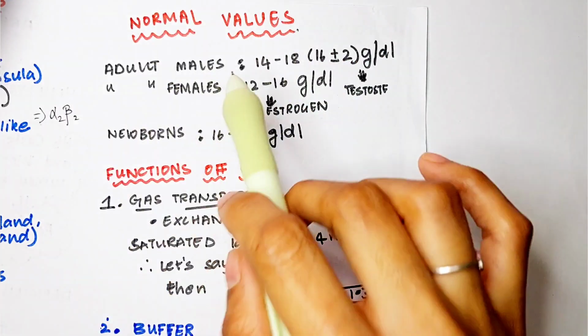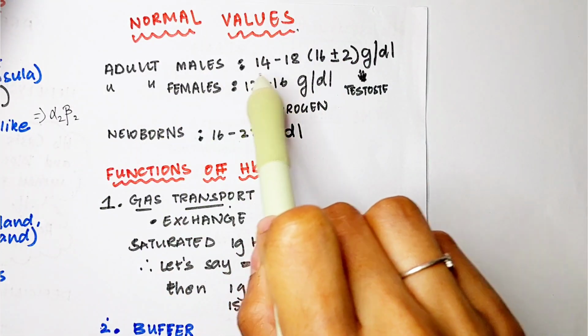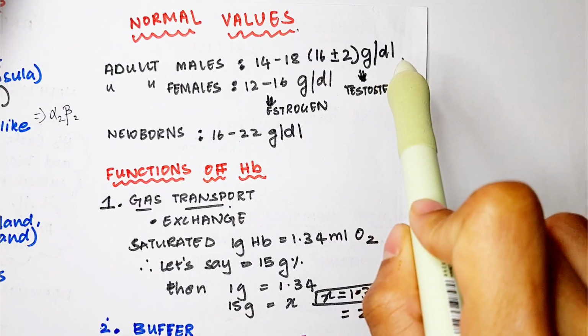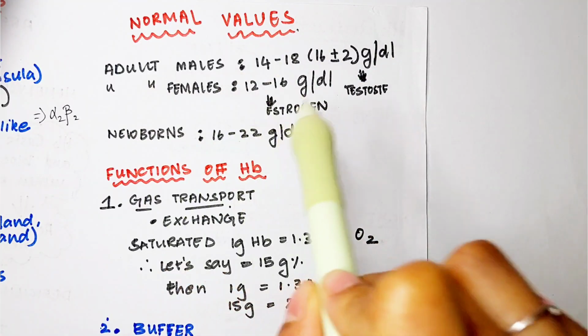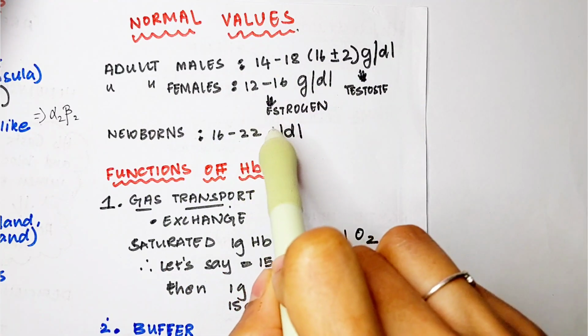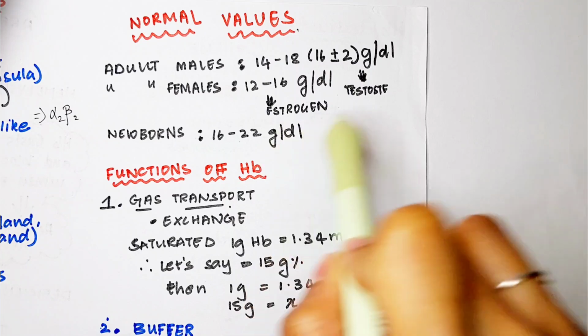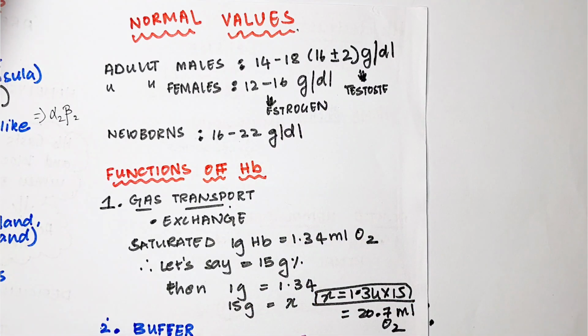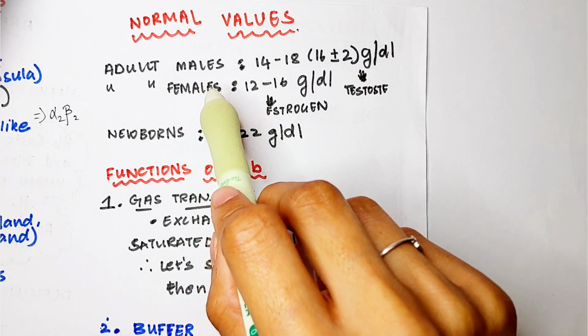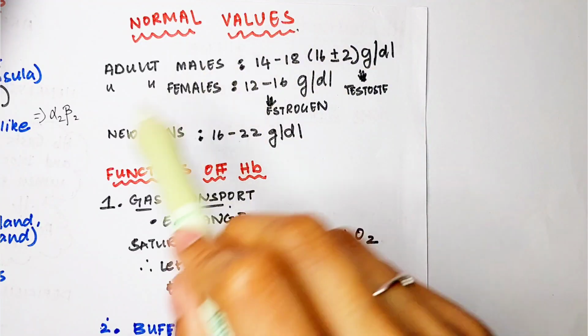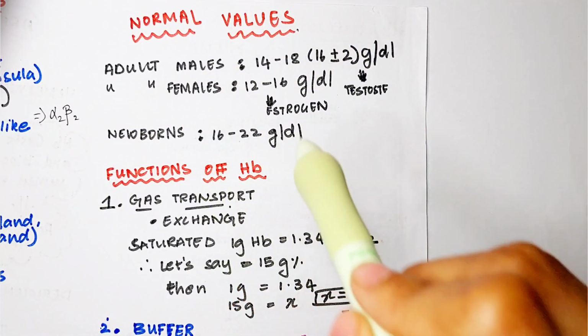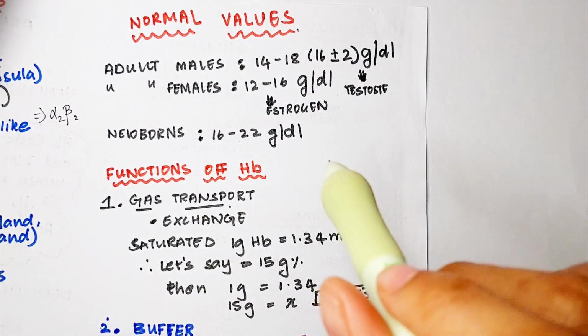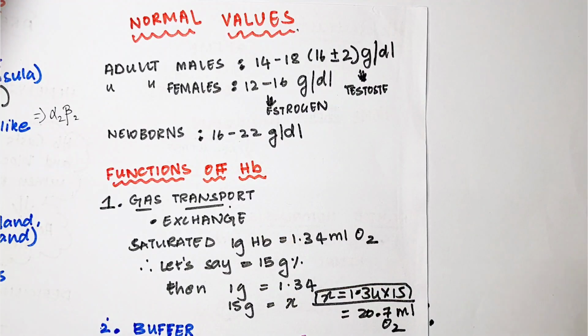Normal values. Now, adult males have 14 to 18 gram per deciliter, and females have 12 to 16 gram per deciliter. Why? Because estrogen is an inhibiting hormone, whereas testosterone is a promoting hormone. Therefore, males have a higher Hb value compared to females. Newborns will have 16 to 22 gram per deciliter. The clue to why newborns have higher values than adults is in the previous video. Functions of hemoglobin.